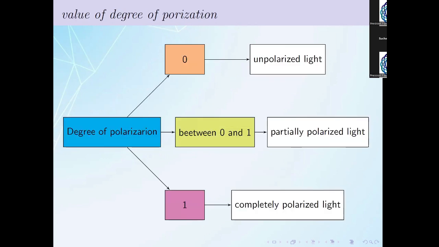Now, the degree of polarization, of course from the Cauchy-Schwarz inequality, also has two extreme values, 0 and 1. When it is 0, the beam is unpolarized, and when it is 1, it is completely polarized. And when it lies between 0 and 1, it is partially polarized.